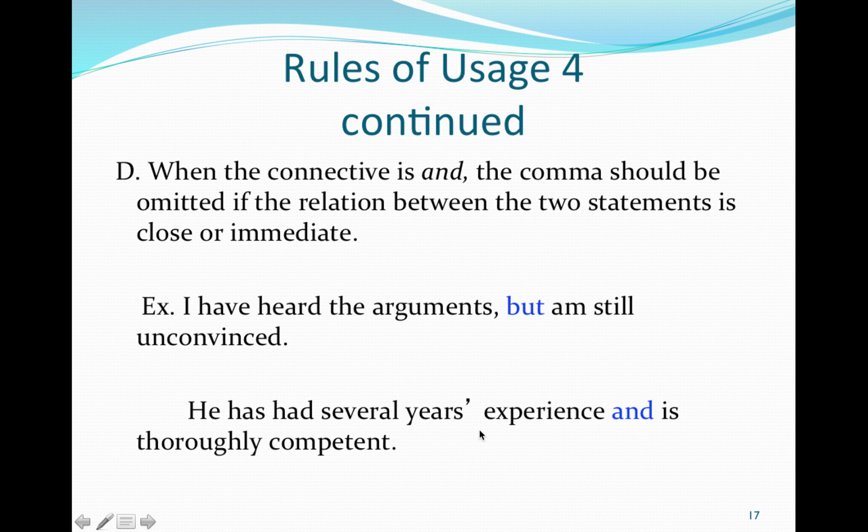Here's the second example that refers to exception D. He has had several years' experience and is thoroughly competent. He is the understood subject for the second part of the sentence. However, because we are using the conjunction and, we do not place a comma after the first part of the sentence.